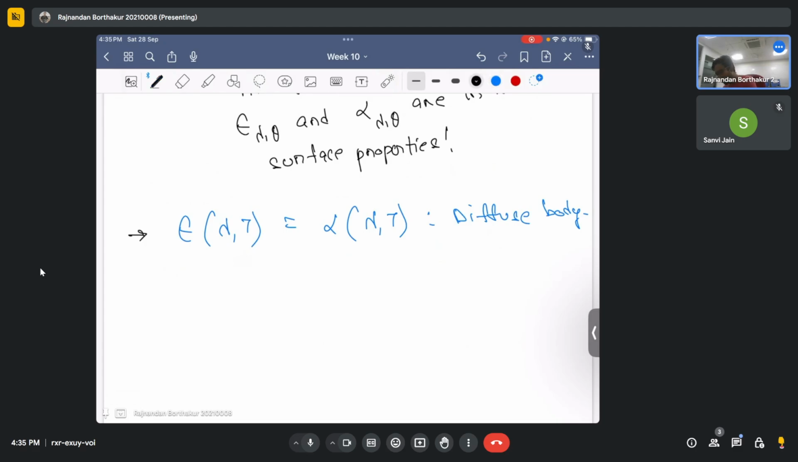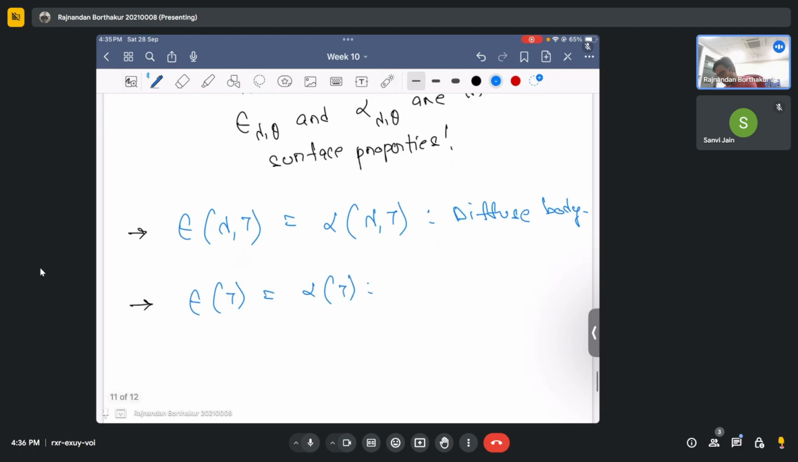And if I now say that I have something which is known as a gray body, which means that my properties are independent of wavelength, then I can say that my epsilon T is equal to alpha T, and this is true for a gray body. It's sometimes called a gray surface or a gray body.